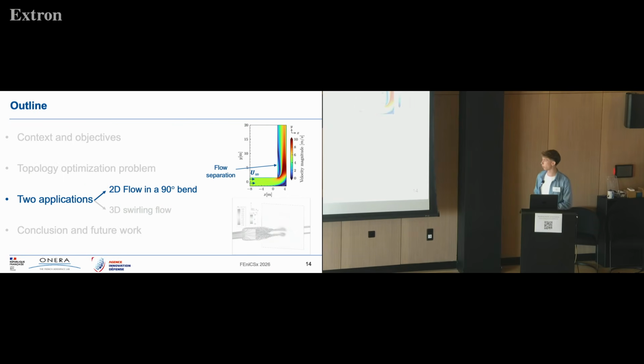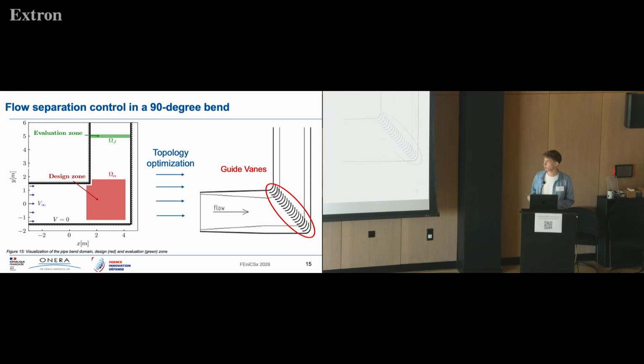So let's move on to the first application, 2D flow in a 90-degree bend. So like I said in the introduction, this configuration induces a massive flow separation after the bend. So the objective of this test case is to automatically design aerodynamic structures in the design zone in order to suppress the flow separation and restore a uniform velocity profile in the evaluation zone.